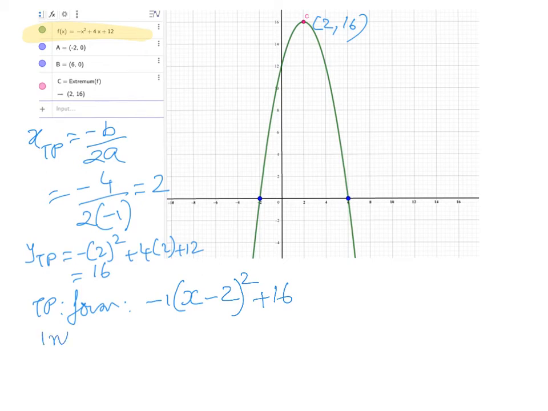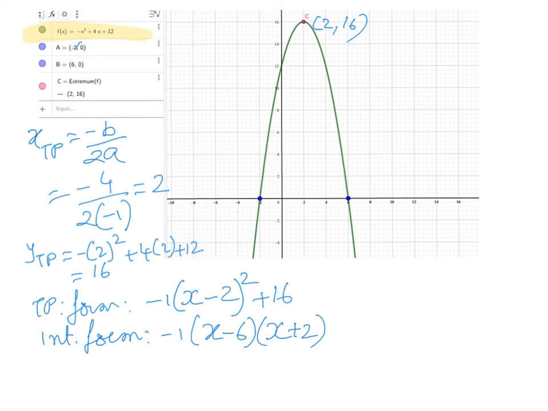Now, how do I write the intercept form? Again, I look here, and my intercepts are 6 and negative 2. You can see here 6, 0 and negative 2, 0. Again, my a is negative 1, therefore I will write negative 1 times x minus 6, since this is my positive 6, times x plus 2, since negative 2 is my x-intercept. So this is how we write the intercept form.